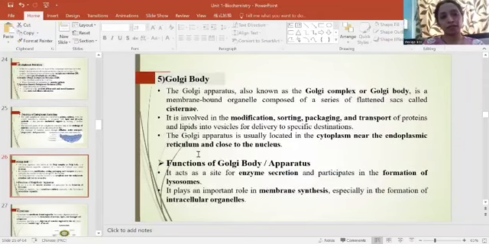The next component of your cell is the Golgi body. Golgi apparatus is also known as the Golgi complex. They are membrane-bound organelles composed of a series of flattened sacs, and they are involved in modification, sorting, packaging, and transport of proteins and lipids. There are different functions of your Golgi body or Golgi apparatus. It also acts as a site for enzyme secretion and participates in the formation of lysosomes. It plays an important role in membrane synthesis, especially for the formation of intracellular organelles.